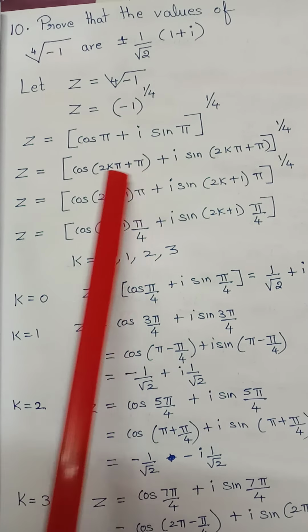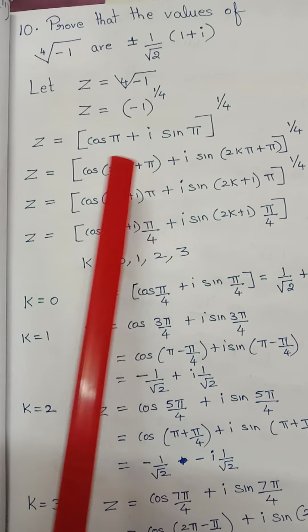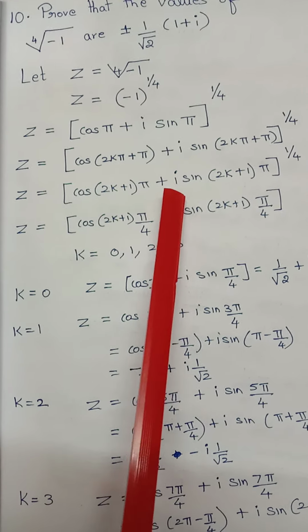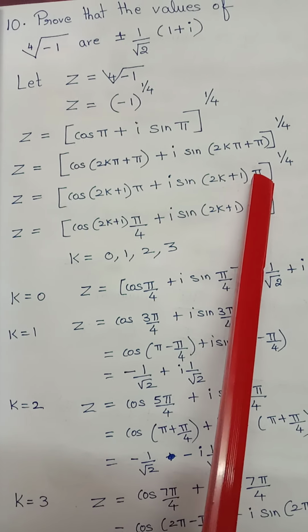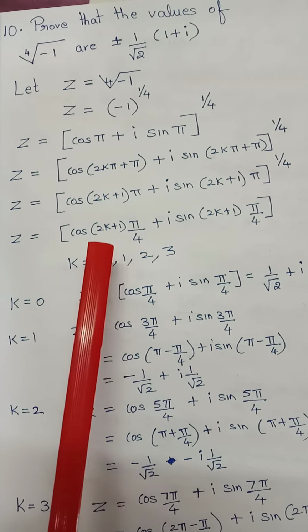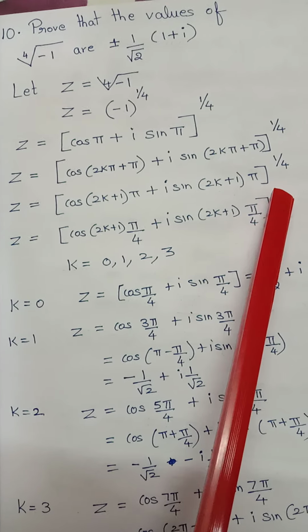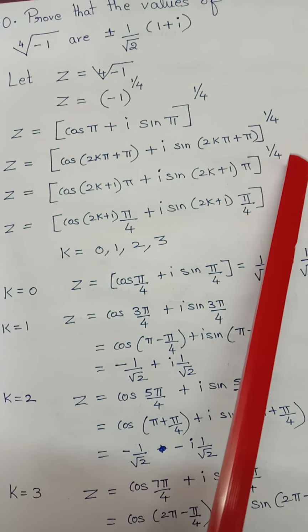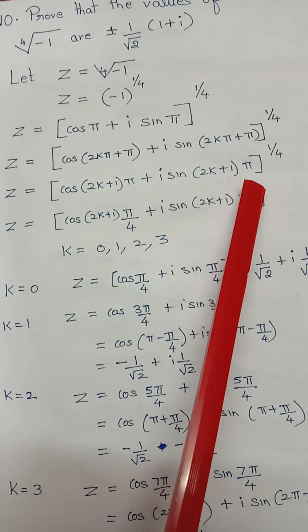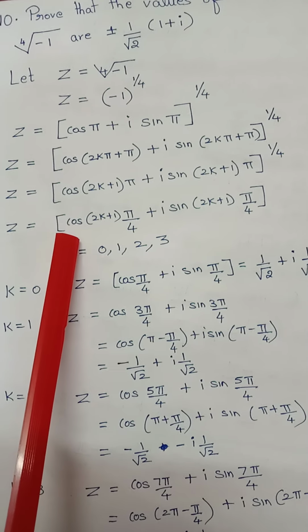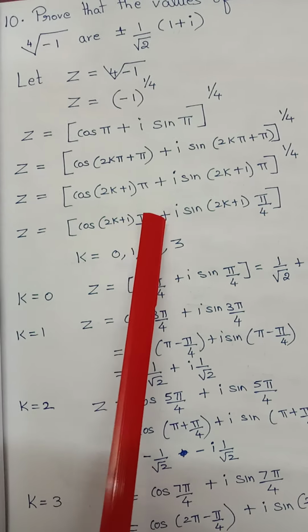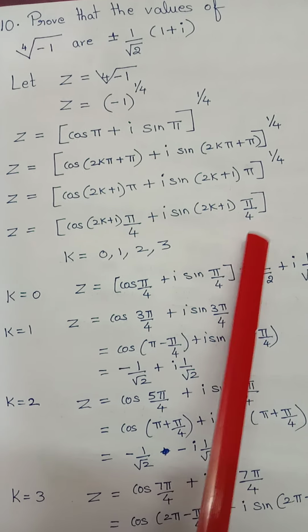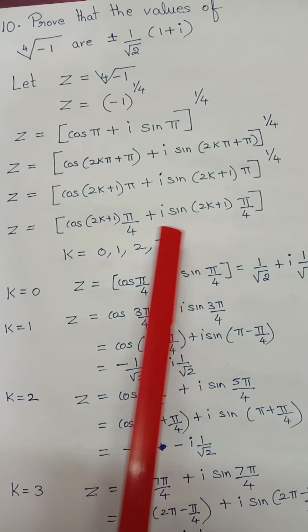Now you see this bracket, I can take pi common. So z is equal to (cos((2k plus 1) pi) plus i sin((2k plus 1) pi)) to the power 1 by 4. Now let us apply de Moivre's theorem. What is de Moivre's theorem? The power 1 by 4 should be put near the angle. So z is equal to cos((2k plus 1) pi by 4) plus i sin((2k plus 1) pi by 4).